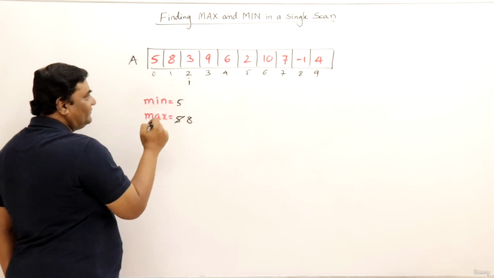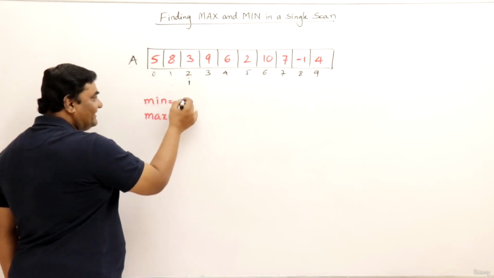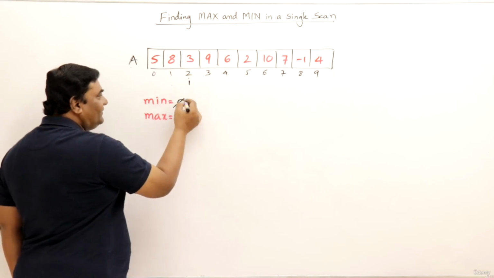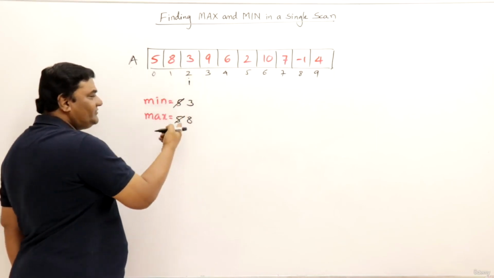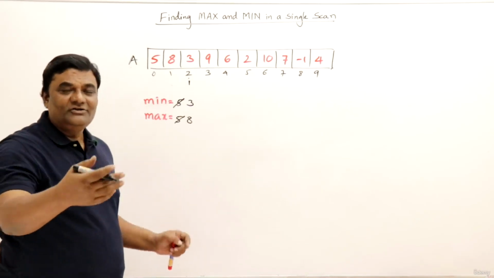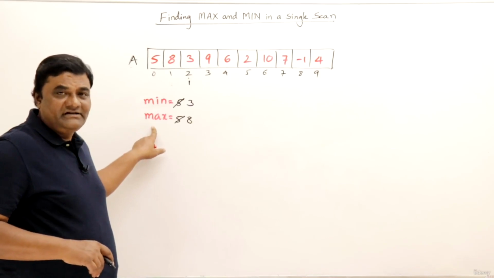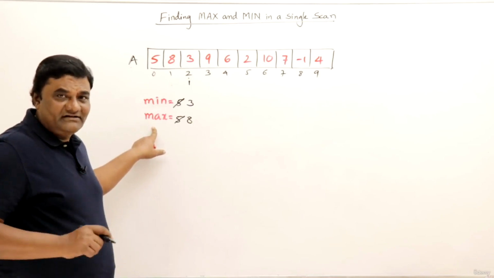Now watch this step carefully. Check this element. Is it less than min? Yes, it is less than min. So modify this. Now when it is less than min, you don't have to check it with max, because a number which is smaller than minimum cannot be greater than max. So you don't have to check with max, right? So you can save one condition like this.